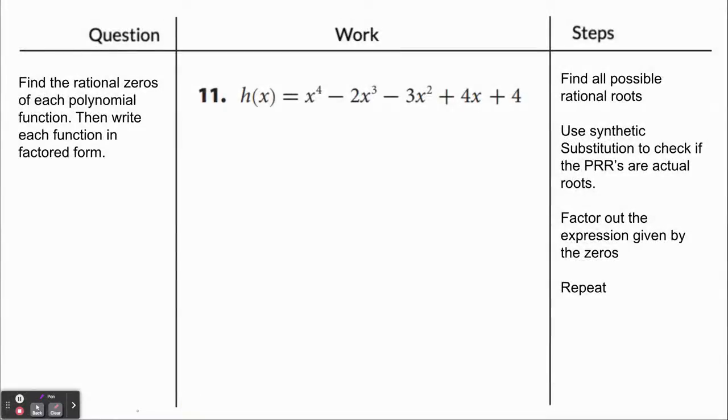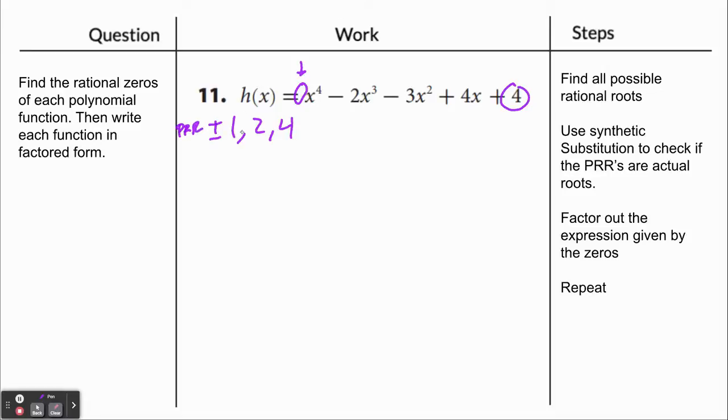Here we're asked to find the rational zeros of the polynomial, then write it in factored form. So first thing I'm going to do is find all of the possible rational roots by looking at the factors of the constant and the factors of the leading coefficient. Factors of the constant are positive or negative 1, 2, and 4. My leading coefficient is just 1, so really these are all of my possible rational roots here.